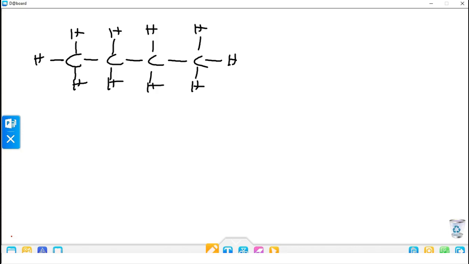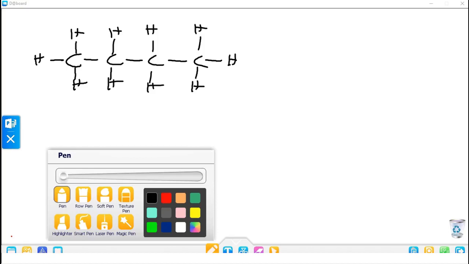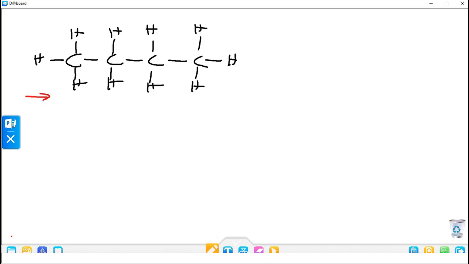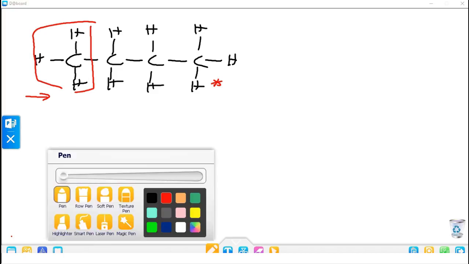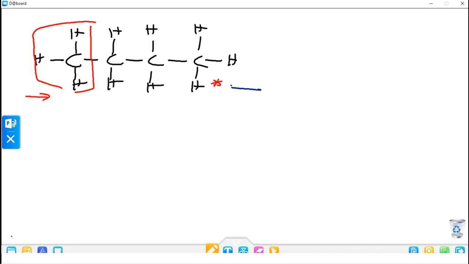If I'm counting from the left-hand side, then this is my first CH3, and this will be my last CH3 here. But if I'm coming from the right-hand side, then the opposite will be the case.